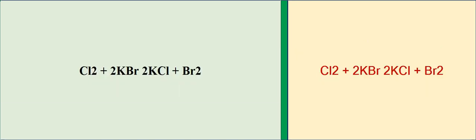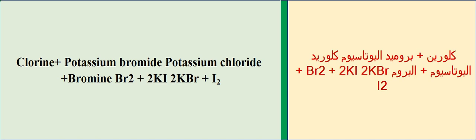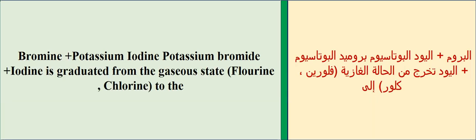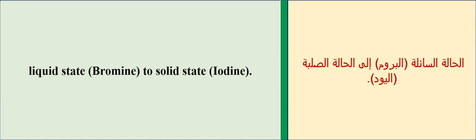Cl2 plus 2KBr gives 2KCl and Br2. Chlorine and potassium bromide give potassium chloride and bromine. Br2 and 2KI give 2KBr plus I2. Bromine and potassium iodide give potassium bromide and iodine. They graduate from the gaseous state, fluorine and chlorine, to the liquid state, bromine, to the solid state, iodine.